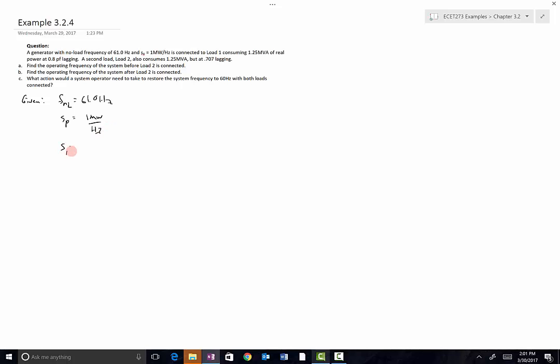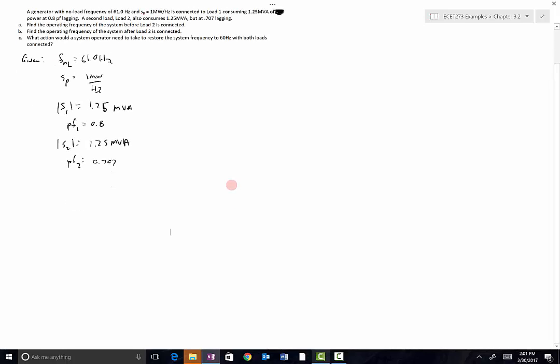We've got S1's magnitude is 1.25 MVA, and the power factor of load 1 is 0.8, and the magnitude of S2 is 1.25 as well, but its power factor is 0.707. So those are our givens. I'm just going to point out that that's not a real power, that's reactive power, so that's a typo right there.